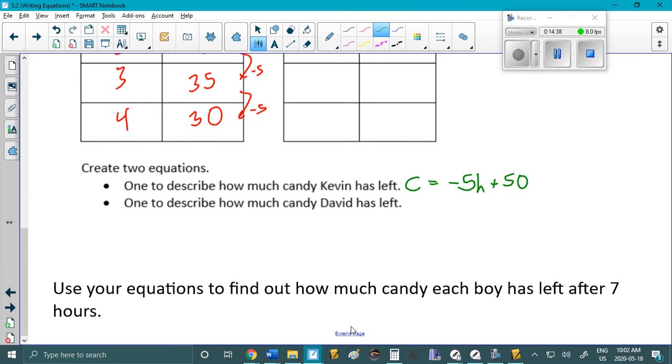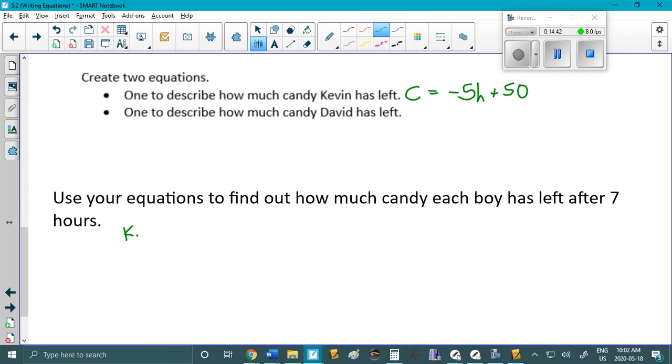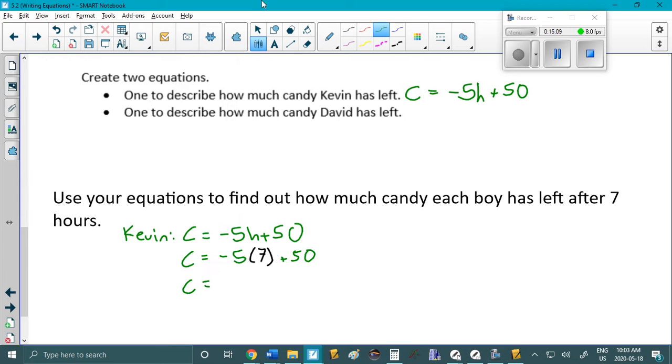And finally, use your equations to find out how much each boy has left after 7 hours. So again, I'm going to do Kevin, and I'm going to have you do David. So c equals negative 5h plus 50. And for this question, we've been asked about 7 hours, so I'm going to plug in 7. Negative 5 times 7 is negative 35, plus 50 is 15.